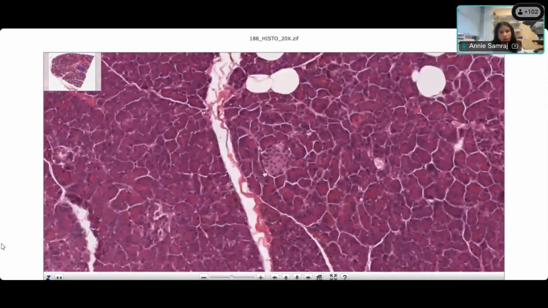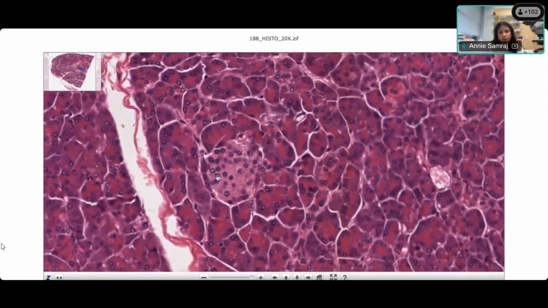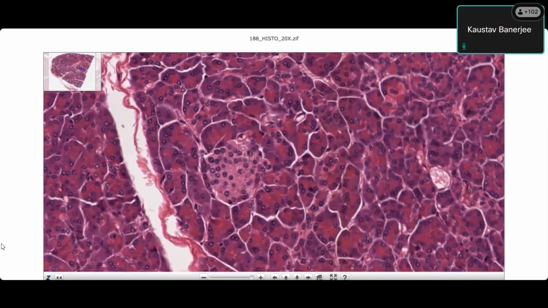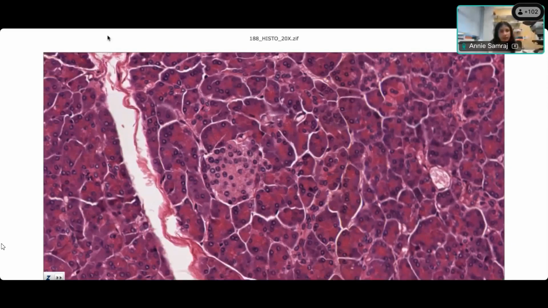And so here, what are the types of cells in the islets? Alpha cells, beta cells, delta cells, and pancreatic polypeptide cells. Yes, excellent. So we have different types of cells, but we can't identify them on routine H&E stain. If we want to identify the cell types, then we need to perform IHC to identify the cells.